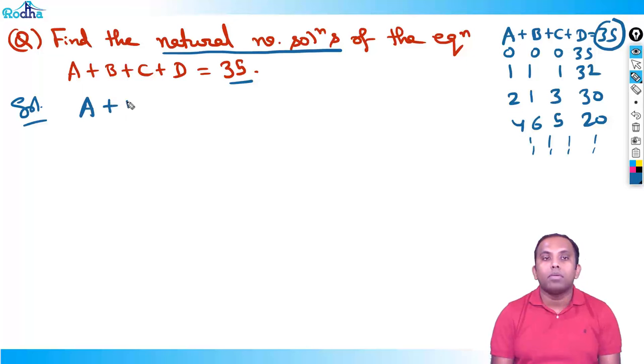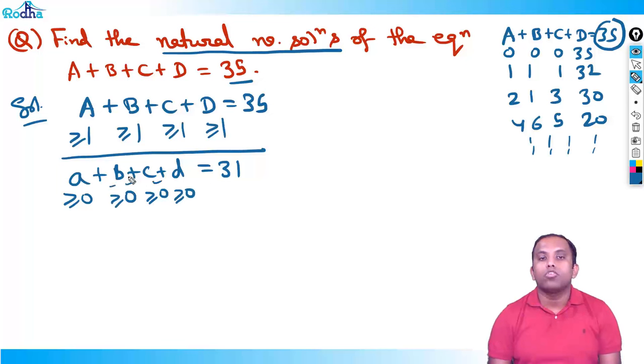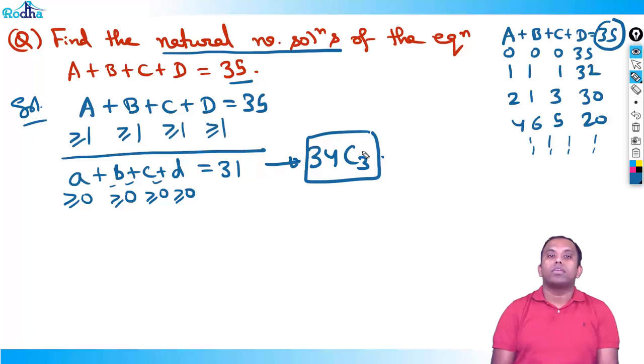So you can write, okay, A plus B plus C plus D equal to 35. It is a natural number solution. That means A has to be at least one, B has to be at least one, C has to be at least one, D has to be at least one. Okay. So how much is left if you satisfy the minimum condition? So A needs at least one, give one to A, give one to B, give one to C, give one to D. So 35 minus 4, 31. Now all can be zero. So what is the answer? The answer is 31 plus 3 plus signs. So 31 plus 3, 34C3 is the answer for this question, right?